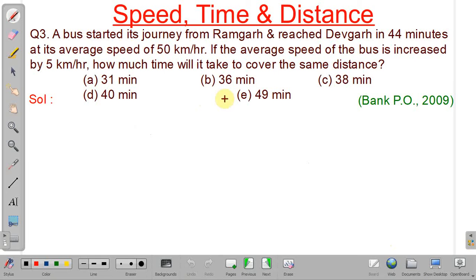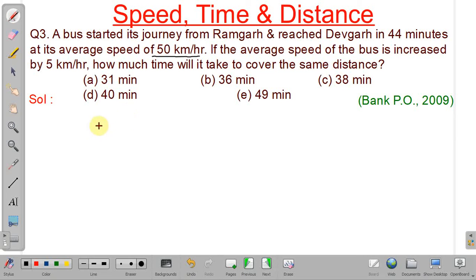See, in this problem, what is given? A bus started its journey from Ramgarh and reached Devgarh in 44 minutes and with an average speed of 50 km per hour. So, if the bus increases its speed by 5 km per hour, how much time will it take to cover the same distance? Okay. So this is a very simple problem because the distance will be equal. So we have to equate the distance and we will apply the formula of speed into time equal to distance.